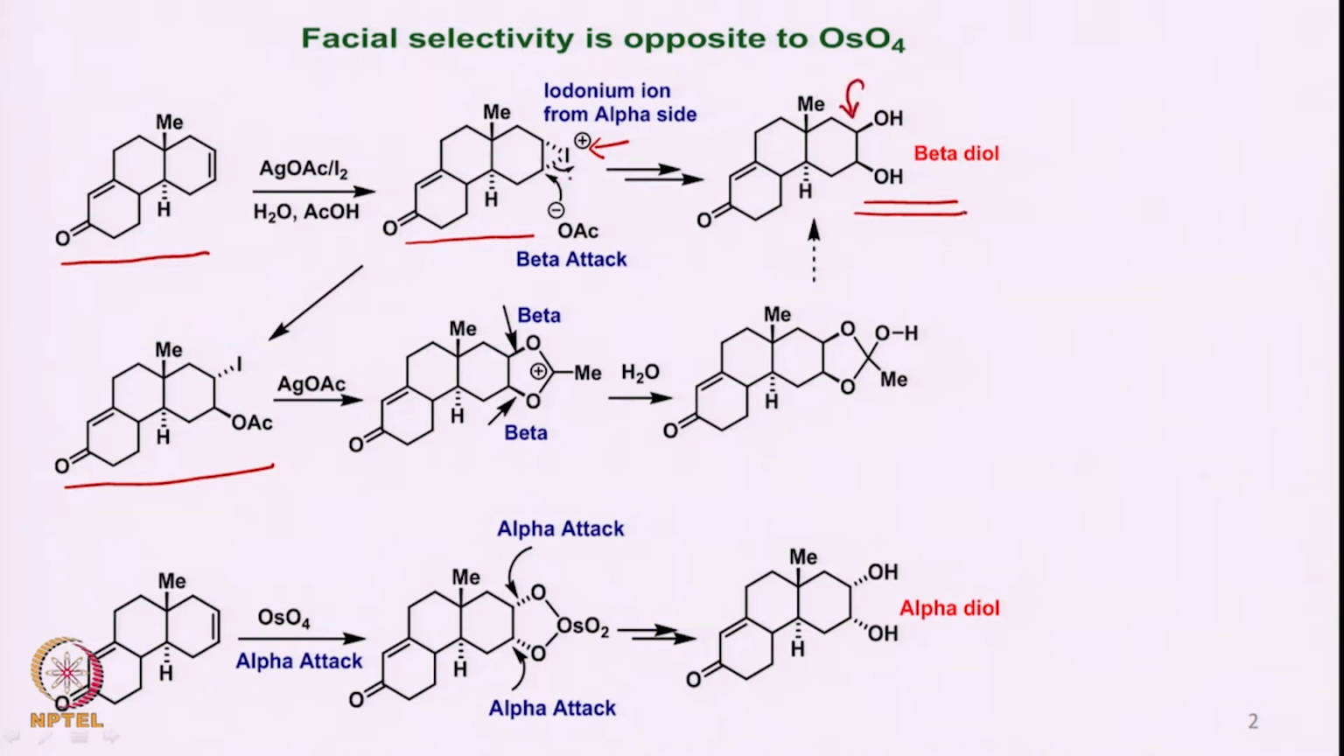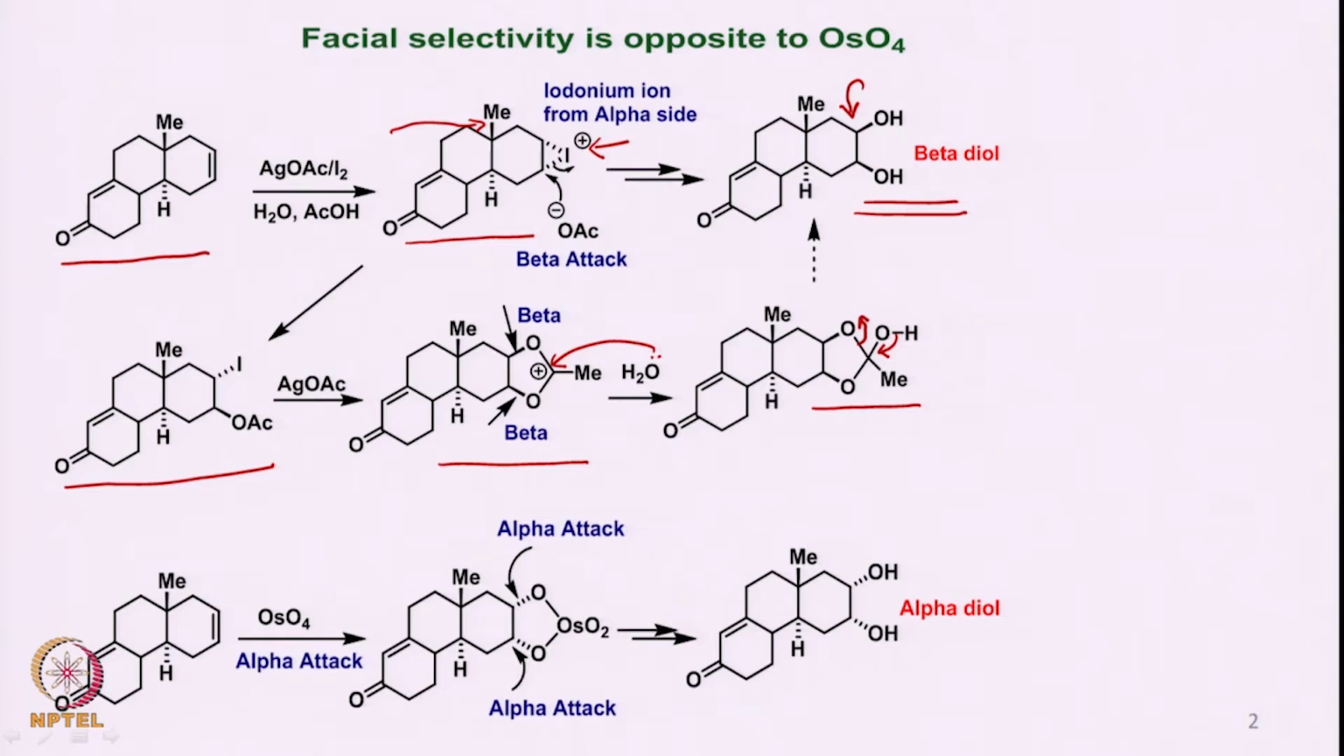So, if the iodonium ion is formed from the alpha side as shown here, and that is because this methyl group is beta oriented, then you get the attack of the acetate from the beta side and alpha iodo and beta acetoxy, this intermediate is obtained, which in the presence of silver acetate now forms an intermediate of this kind in which both the carbon oxygen bonds are beta oriented, which then water attacks onto this particular center, forming this intermediate, which then breaks off and eventually gives, upon hydrolysis, beta diol.